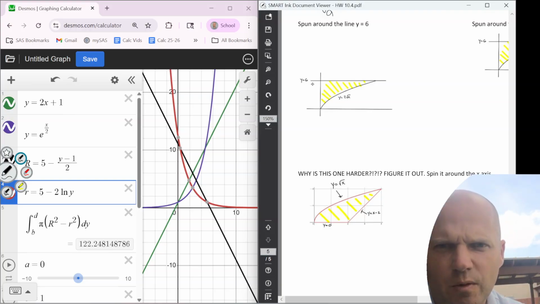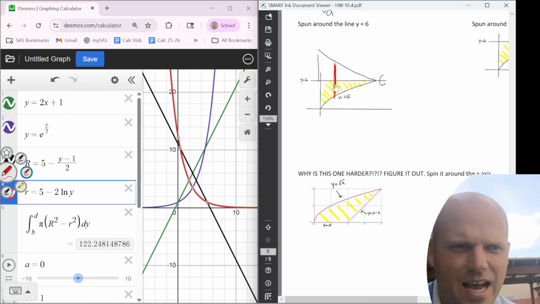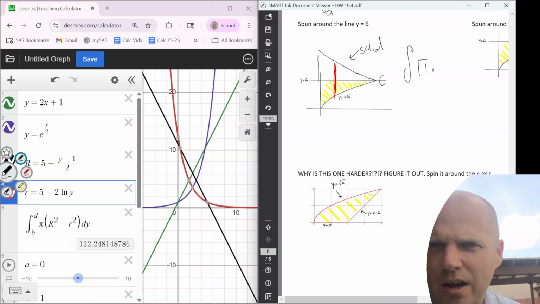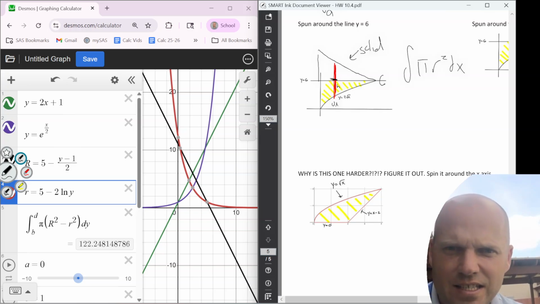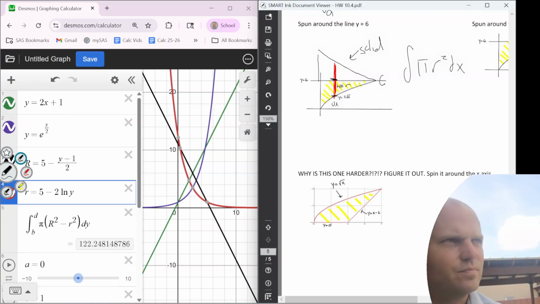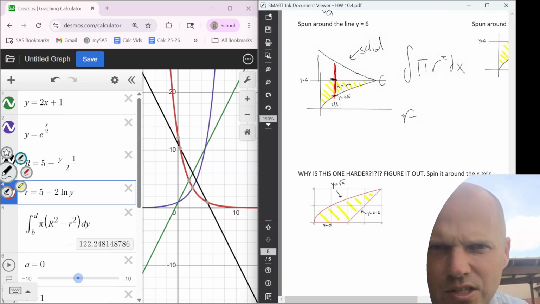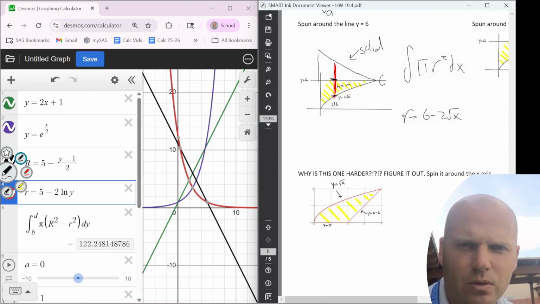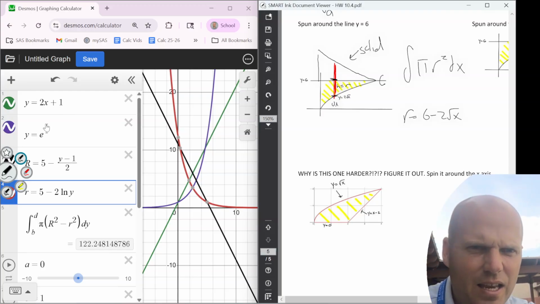Ooh, this is a good one. Spin this around y equals 6. If I spin this around y equals 6, I create this object. I should realize that this rectangle being spun creates a solid. It's not a hole, it's a solid. Since it's a solid, it's just pi r squared h, or pi r squared dx, or pi r squared dy, which means the radius is actually going to be h. So the height of this rectangle is 6 minus 2 root x. It's y equals top minus y equals bottom.